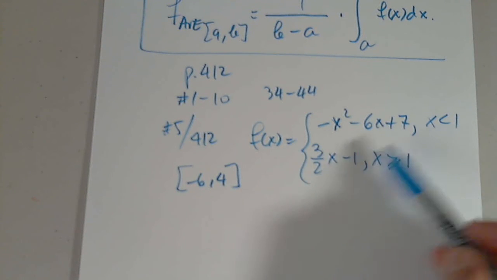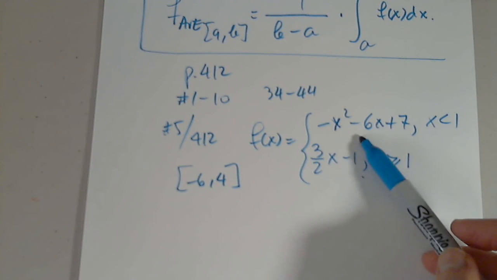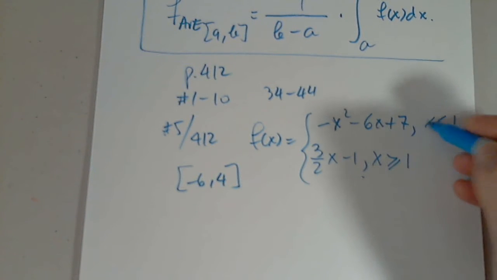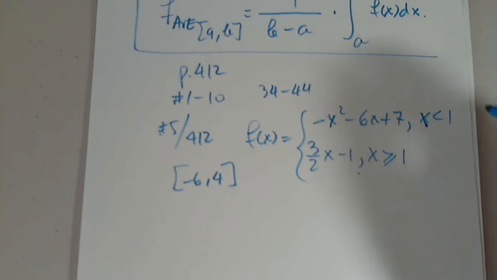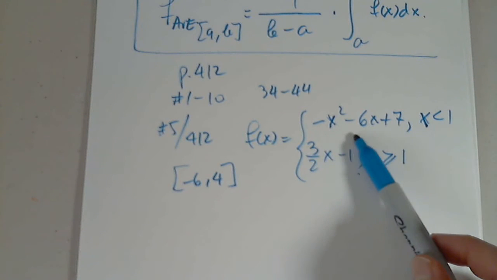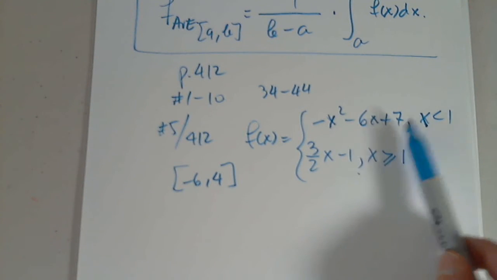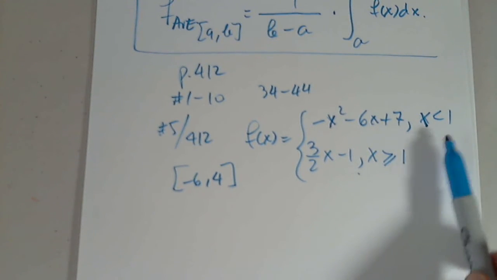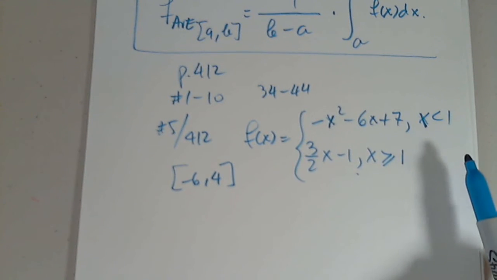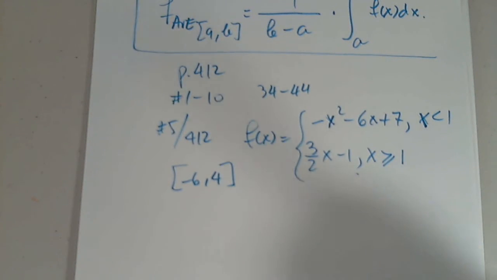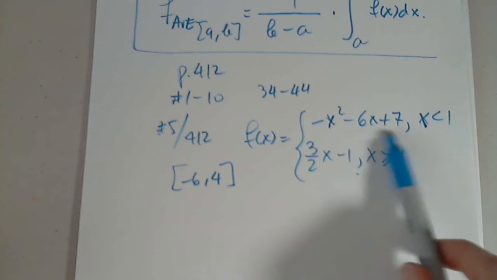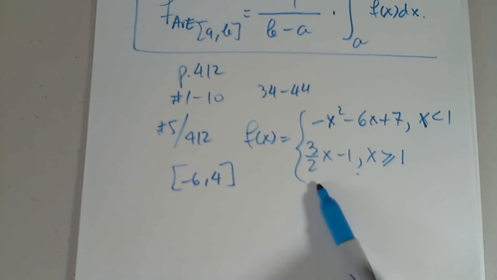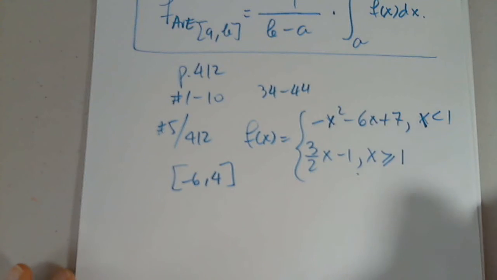We notice that the function is continuous everywhere, and it has to be continuous at 1 for sure. So at 1, I have -1 minus 6 plus 7 is 0. It doesn't have to be actually continuous because we have to break the interval up into -6 to 1 and 1 to 4. So for each integral, the piece has to be continuous. But the function doesn't have to be continuous everywhere.